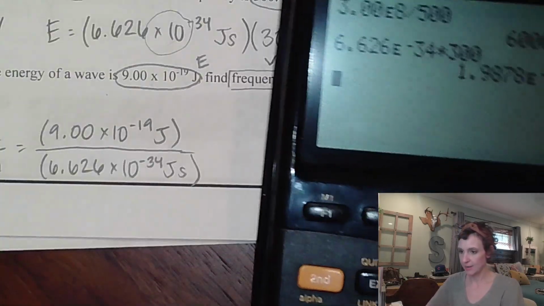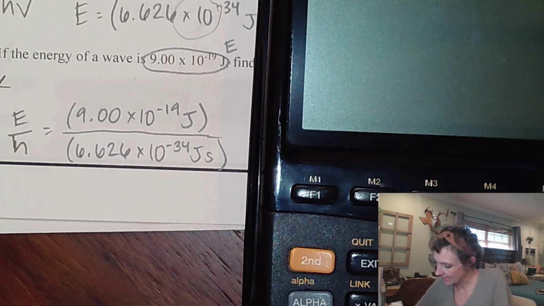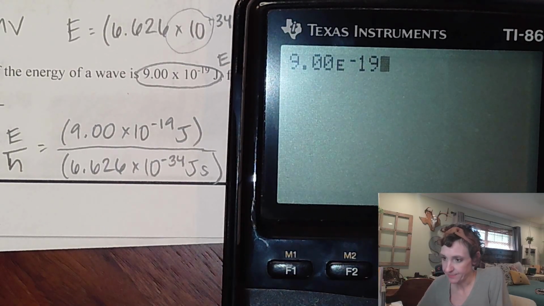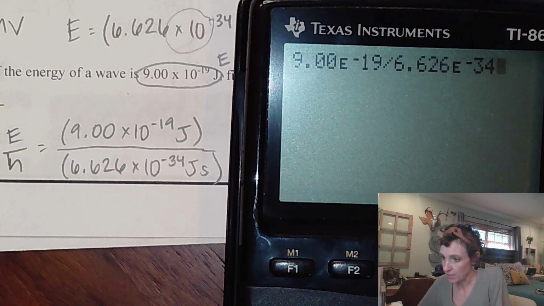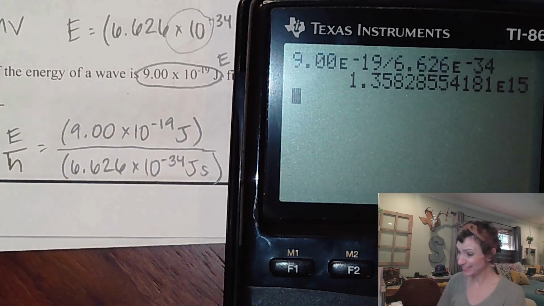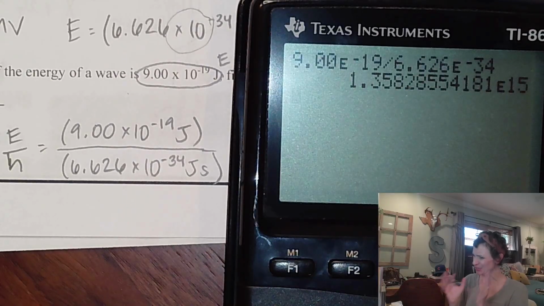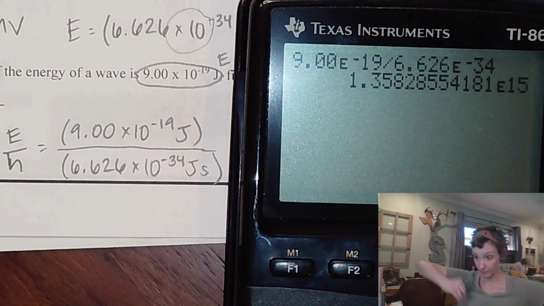I grab my calculator. I am ready to go. We got some E buttons going on with us today. We got 9.00, E, to the negative 19th, divided by 6.626 E negative 34, right? And then I get this. So I'm going to write this down, but I'm not going to clear that out of my calculator because I don't want to round that too short. I want to keep that unrounded version in my calculator because I know I'm going to use that to solve for wavelength in a second.